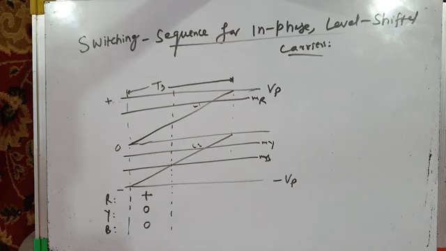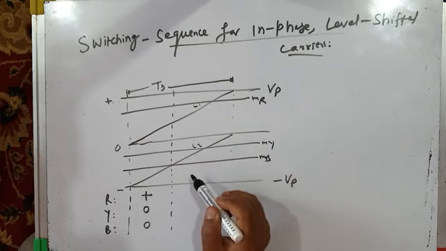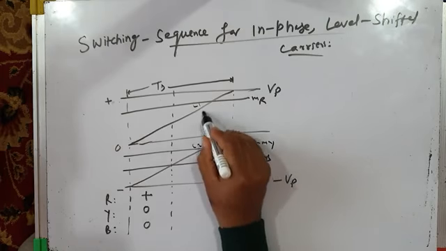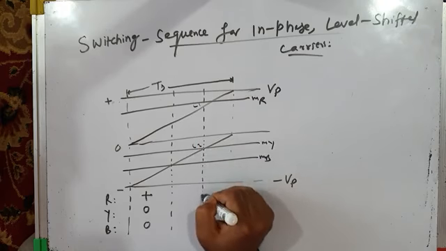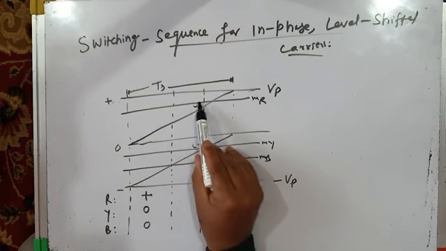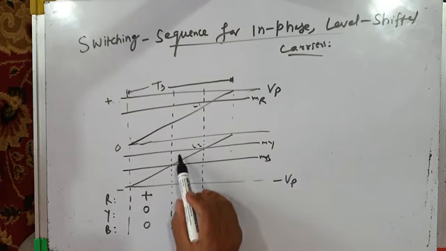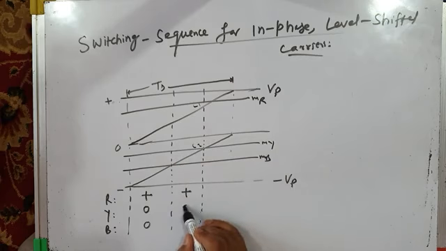So ये पहला है, right? Where is the other intersection? Other intersection is here. ये दूसरा intersection है. This is the second intersection. Carrier 2 is intersecting with MY. Now you can see during this period MR is again greater than both the carriers, so R phase has positive status. MY is greater than C2 but less than this, so 0. And MB, you can see MB is less than both the carriers, so minus. That means bottom two switches of phase leg B are on.